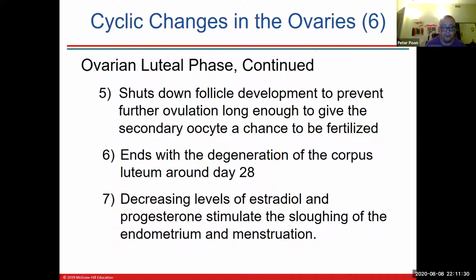If there is no corpus luteum, there's no estradiol, estrogen, or progesterone. The loss of progesterone causes the contraction of the uterus, which causes a sloughing off of the endometrium in menstruation.